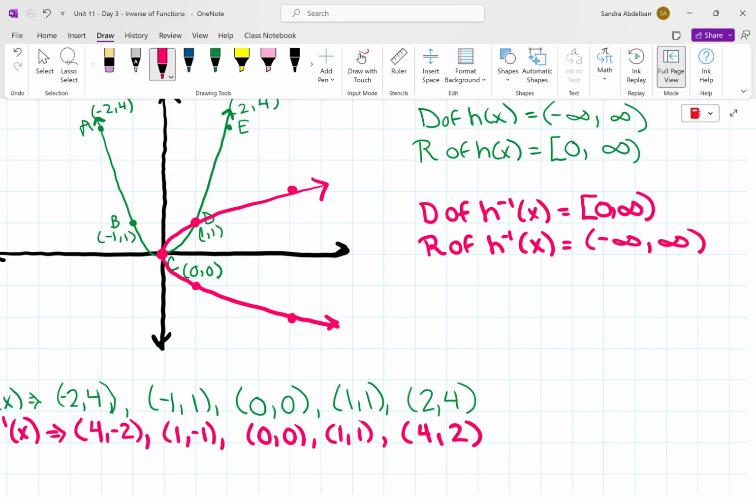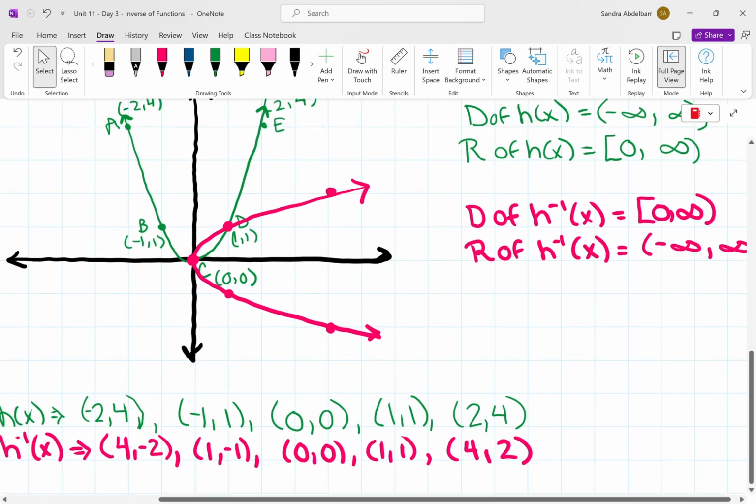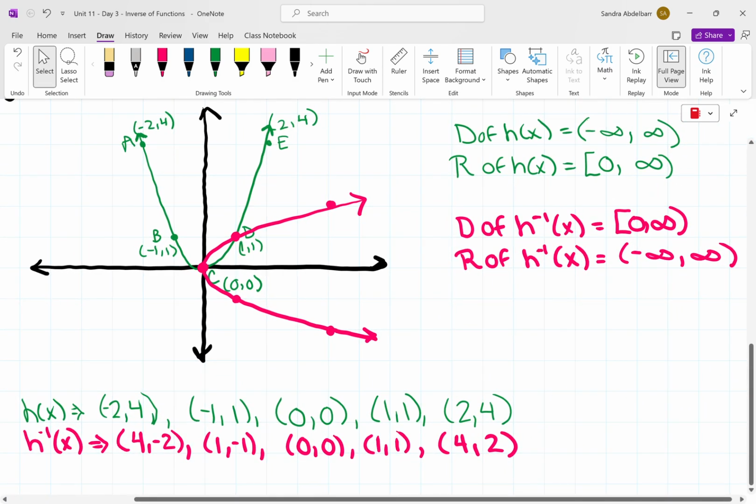So go back. Is the domain of the original the range of the inverse? And the range of the original the domain of the inverse? Is that a coincidence? No, it has to be that. Now let's look a little bit closer. If I have my original graph, which is the green, and my inverse, which is the pink graph, to get from the green to the pink, it's actually a reflection over something. Does anybody know what this is a reflection over?